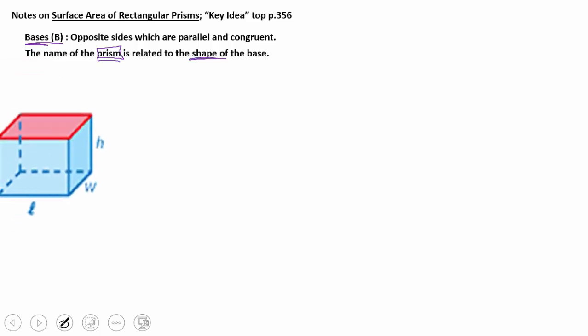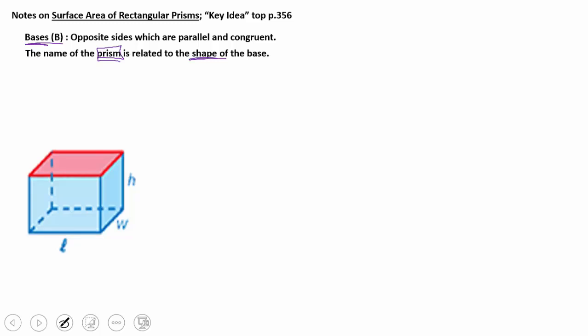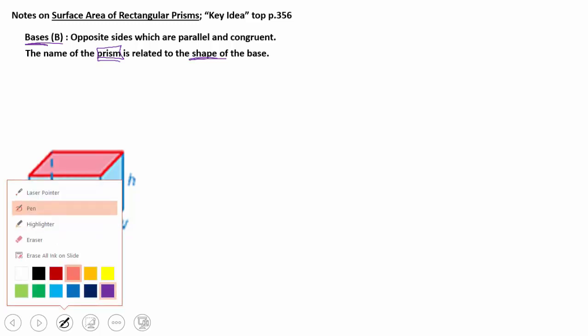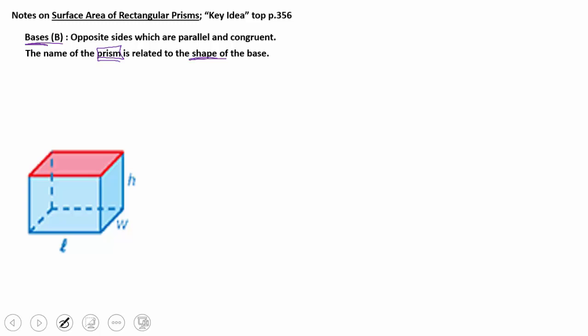So we have these bases. Now, ladies and gentlemen, this picture from your book doesn't quite do justice. So you can see the red at the top. That is a base. Its opposite side would be at the bottom. So this bottom one needs to be shaded red as well, because those are the bases. They are opposite, they are parallel, and they are congruent.